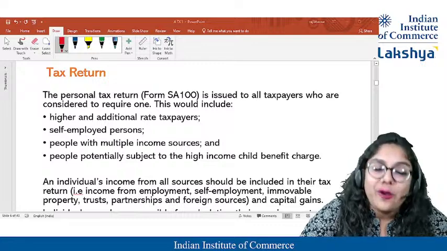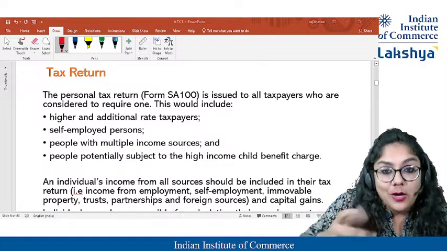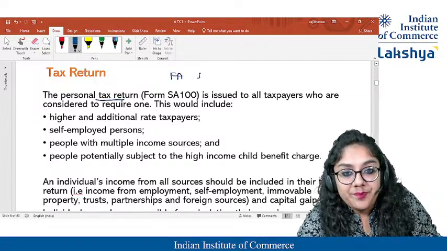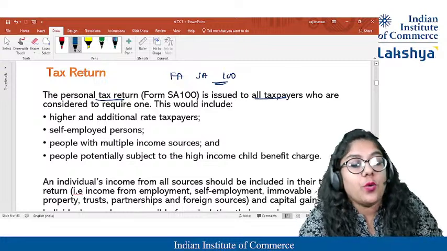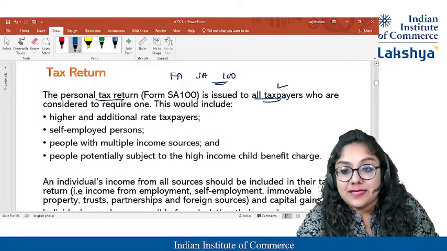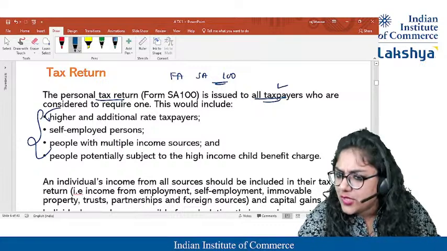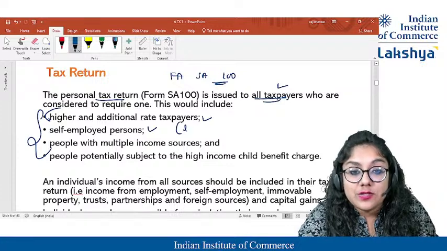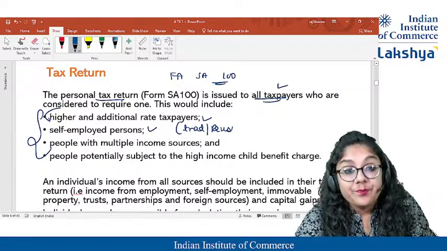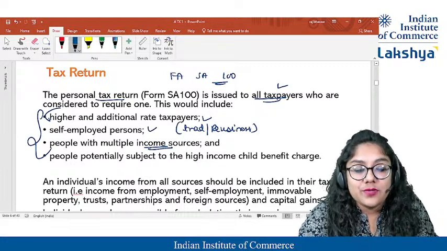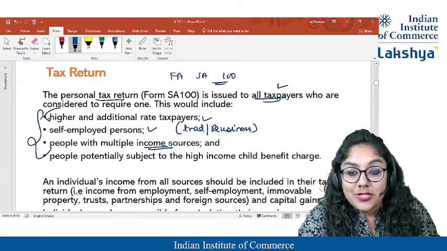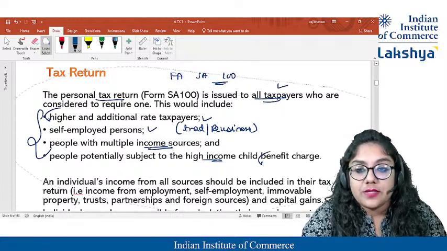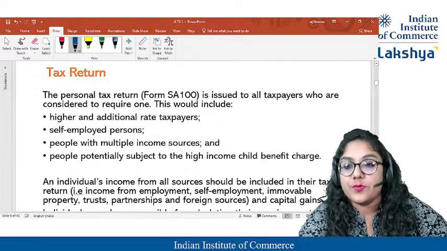I'll pay. But how will I pay? I have to file some returns. So how will I file the returns? The personal tax returns are filed as per form SA100, which is issued to all the taxpayers who have to pay taxes, if he is a higher or additional rate taxpayer, if he is self-employed, meaning he is not doing a job anywhere and has his own trade or business, or a person with multiple sources of income, or a person potentially subject to the high income child benefit charge. So if any individual is earning any sort of income, he has to file the returns for sure.